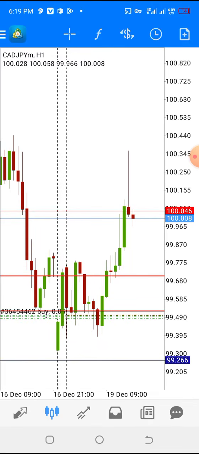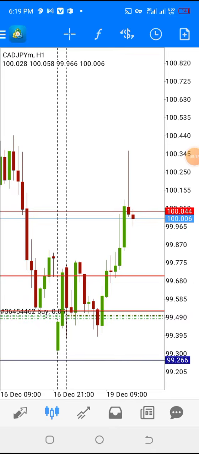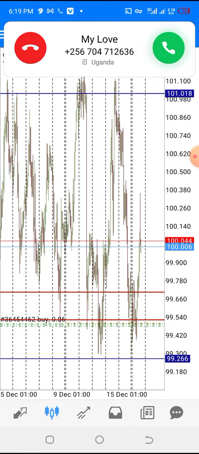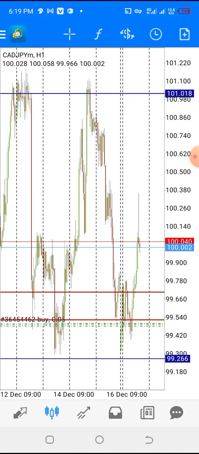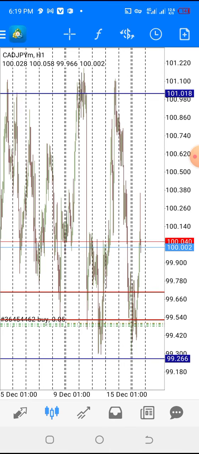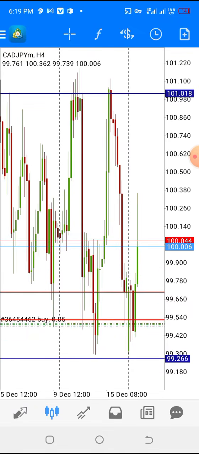See that trend? I'm going to be closing CAD/JPY. Why am I going to be closing CAD/JPY? It is because of this dangerous rejection candle here. You get that? Now, sorry guys, if you look at CAD/JPY, I want you to look at this.